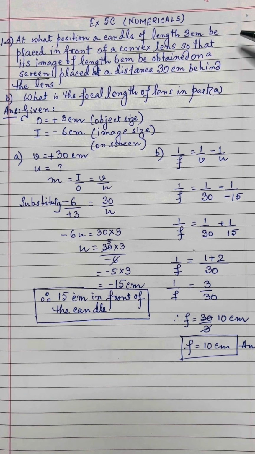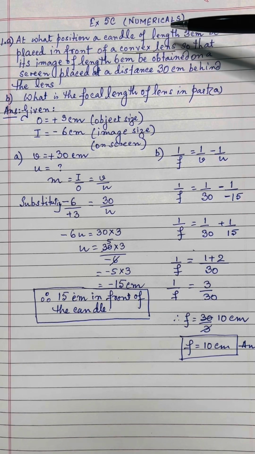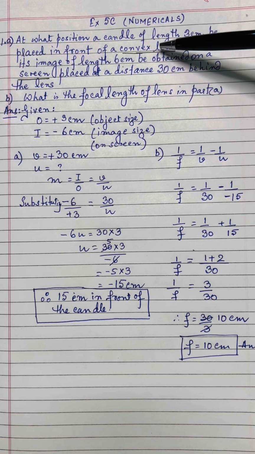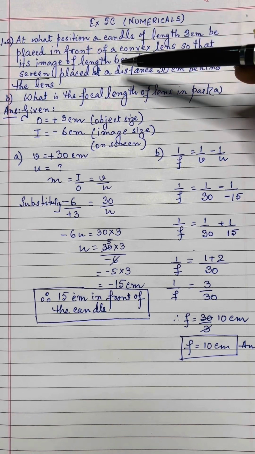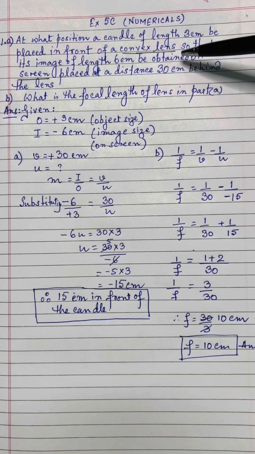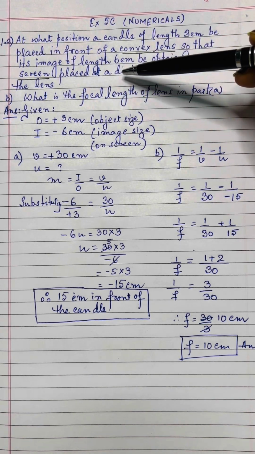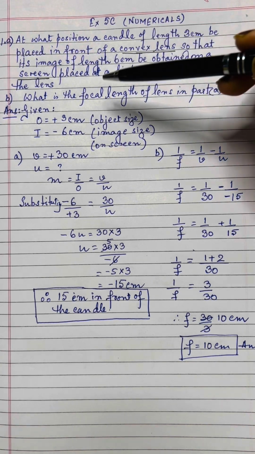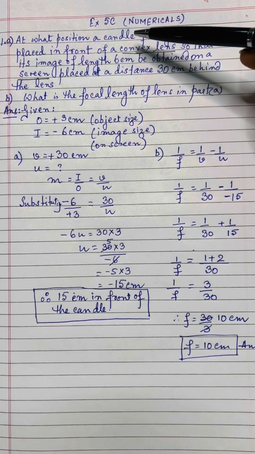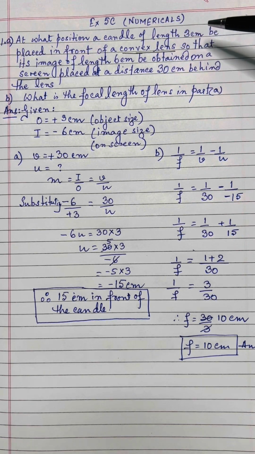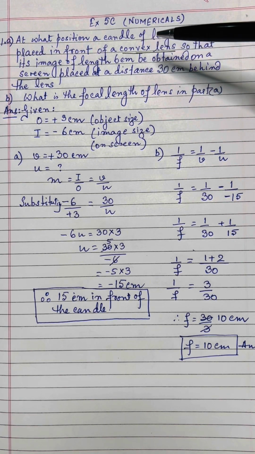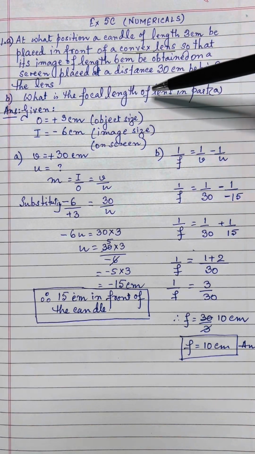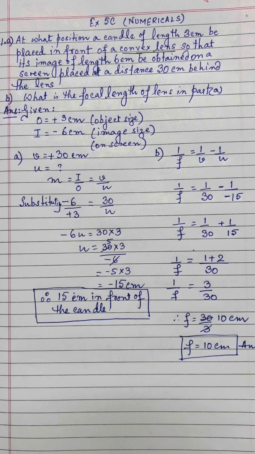The first question is: at what position should a candle of length 3 centimeter be placed in front of a convex lens so that its image of length 6 centimeter is obtained on a screen placed at a distance 30 centimeter behind the lens? You have to find at what position the candle should be placed in front of the convex lens, and also you have to find out what is the focal length of the lens in part A.